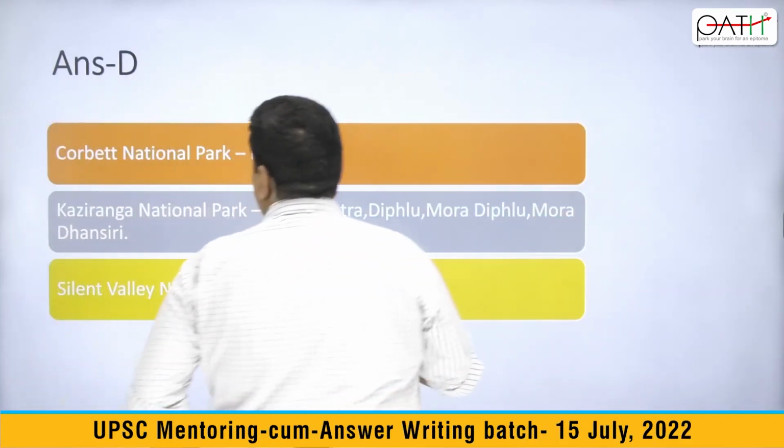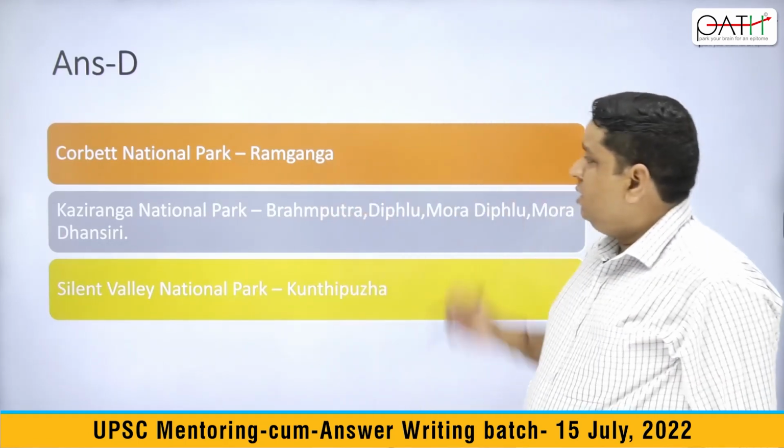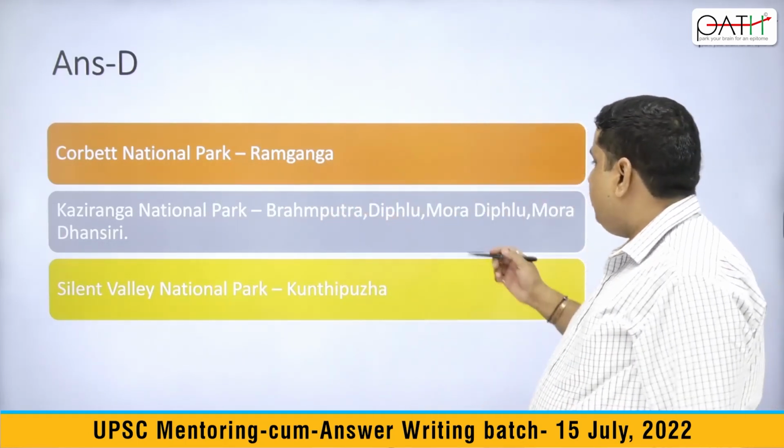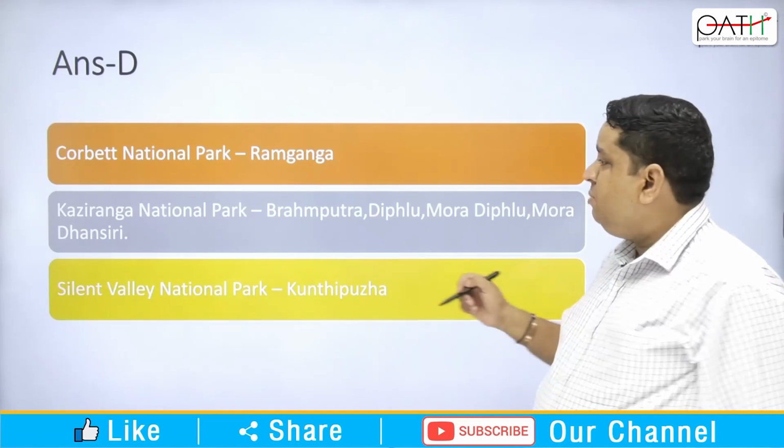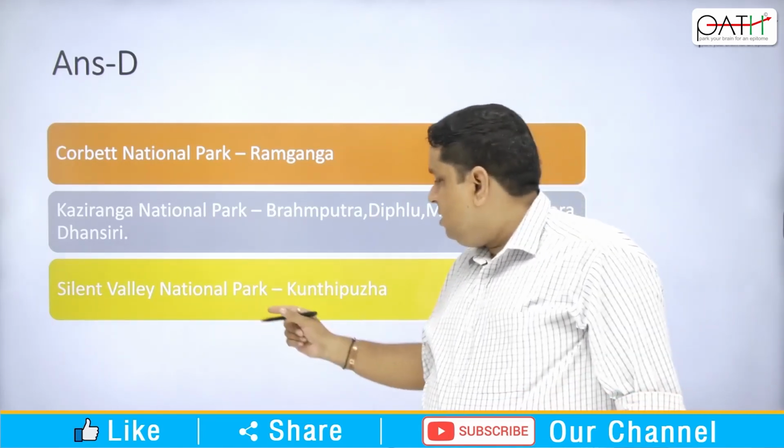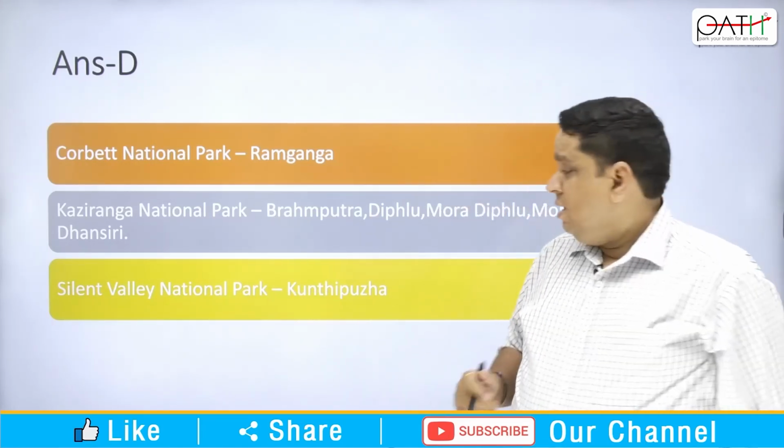So this is the answer. Corbett National Park, Ramganga. Kaziranga National Park, Brahmaputra, Diflu, Mora Diflu, and Mora Dhansiri. Then Silent Valley National Park, Kunti Puja. Next question comes.